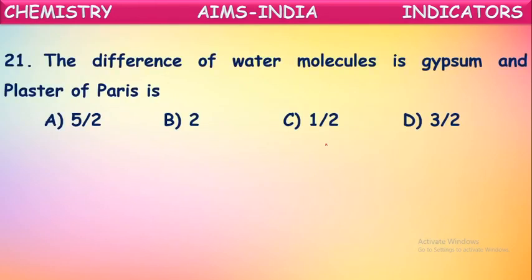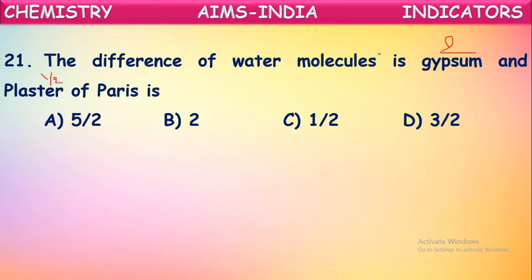The difference of water molecules in gypsum and plaster of Paris is asked. We know the formula of gypsum is CaSO4·2H2O, meaning two water molecules are there in this formula. And the molecular formula of plaster of Paris is CaSO4·1/2H2O. It is called hemihydrated calcium sulfate, meaning the number of water molecules in plaster of Paris is half, and gypsum is called dihydrated calcium sulfate.